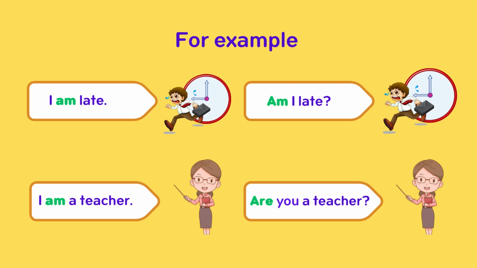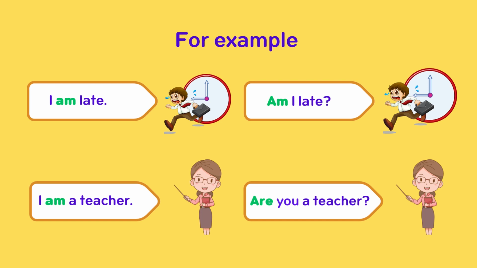So, in order to make it a question, we just need to bring our be verb, which is am, into the beginning. Am I late? But look at this sentence. I am a teacher. I would never ask myself, am I a teacher? No. We do it like this. Are you a teacher?